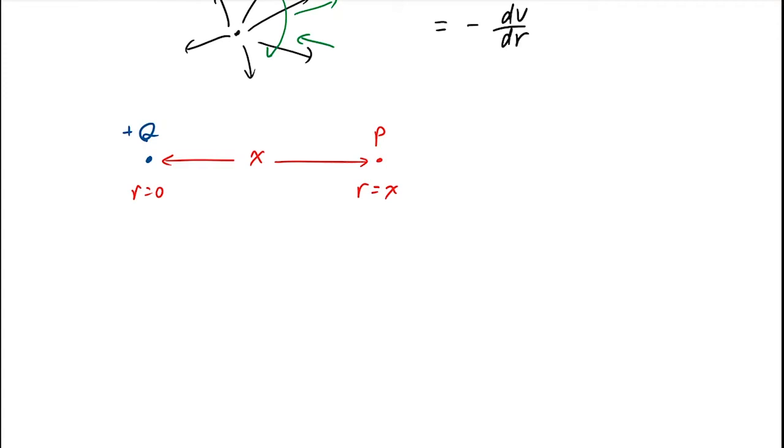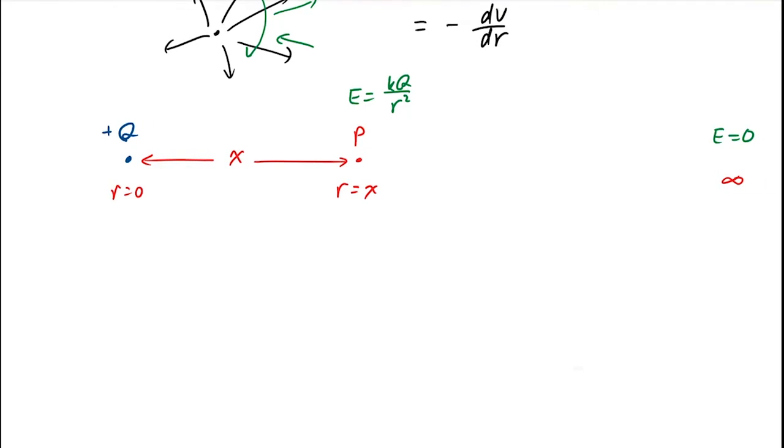What is a good reference point? It is at infinity. Because if you think about it, the electric field at this point, right here, the magnitude, will be kQ over r squared, correct? And then over here, it will be 0, wouldn't it? Because r is approaching infinity.